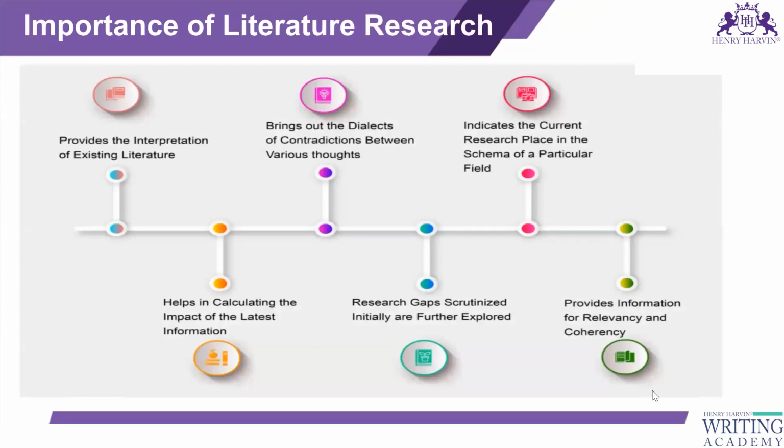And this happens in this framework. It provides the interpretation of existing literature, and helps in calculating the impact of the latest information. You already have literature that's talking about something, and that will help you see, okay, is it really impacting? Can I do something better? It brings out the dialectics of contradictions between various thoughts. So what communication happened the previous time when the topic was written about? You can compare what happened at that time. How can I make sure that this time the debate comes with something new?